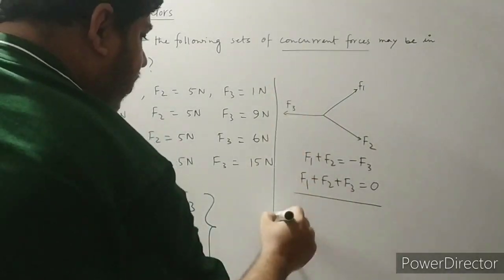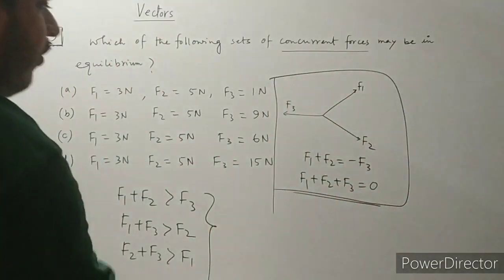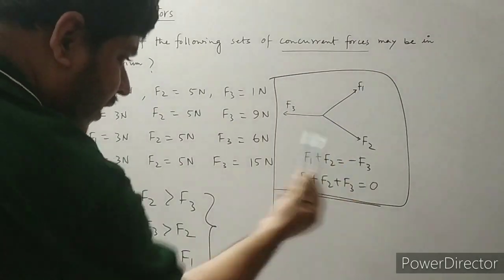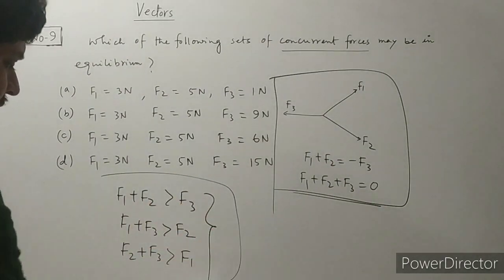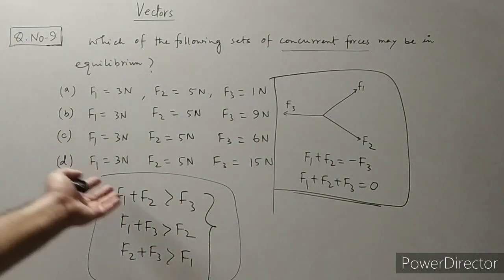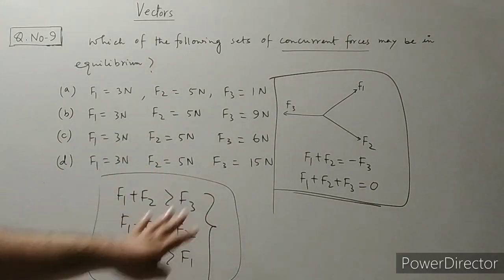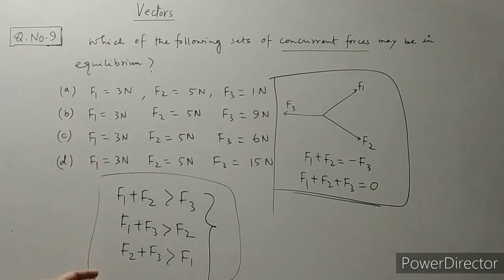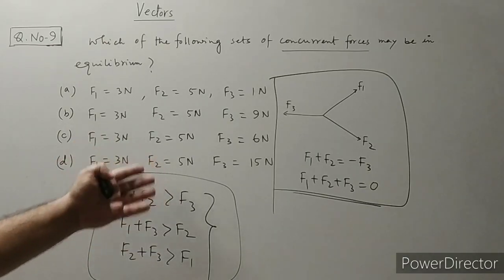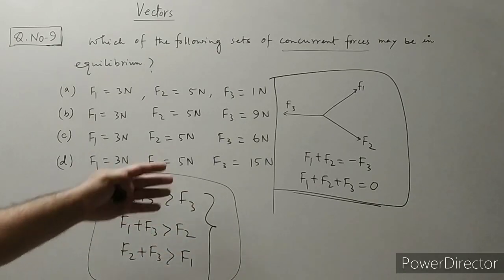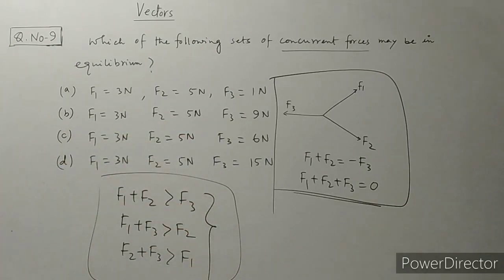That was the principle of concurrent forces, but whenever the concurrent forces are in equilibrium, the condition is this. All three forces F1, F2, F3 should be concurrent forces. Whether these concurrent forces make the system equilibrium or not, this is the condition. So you have to check whether F1 plus F2 is more than F3, whether F1 plus F3 is more than F2, whether F2 plus F3 is more than F1.